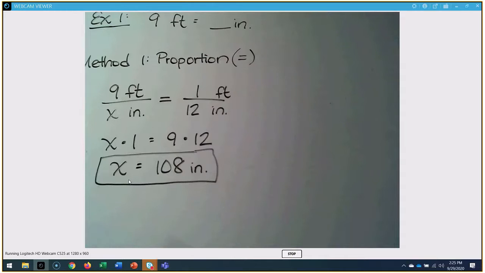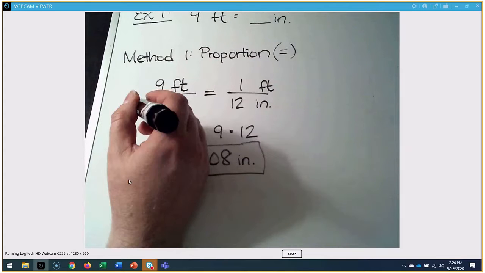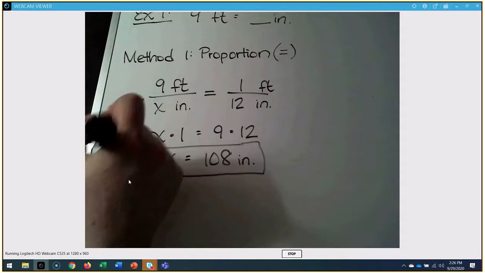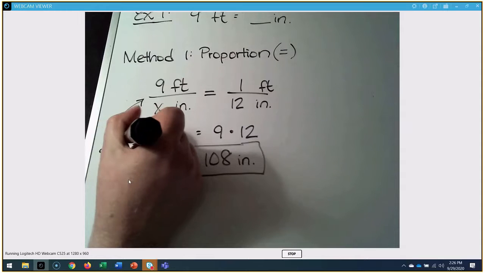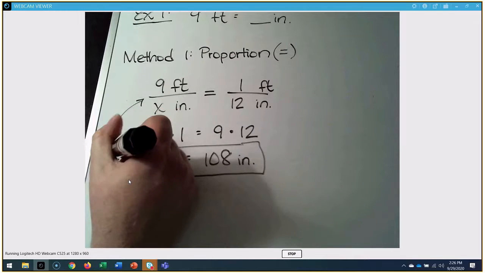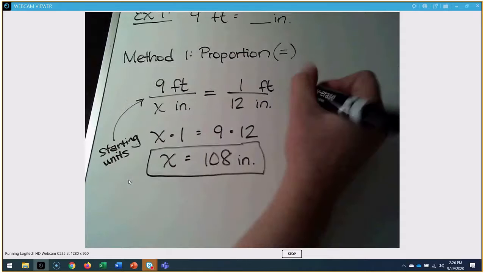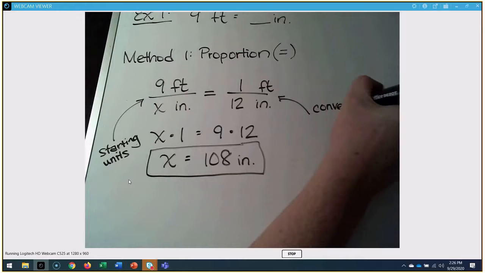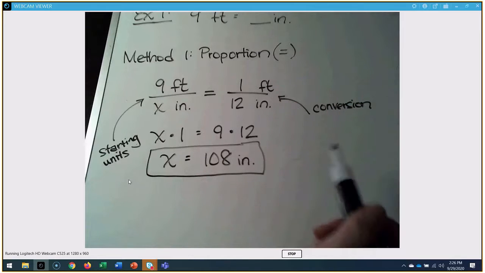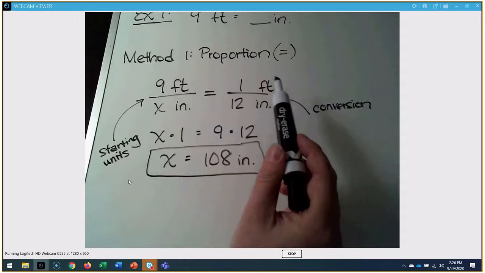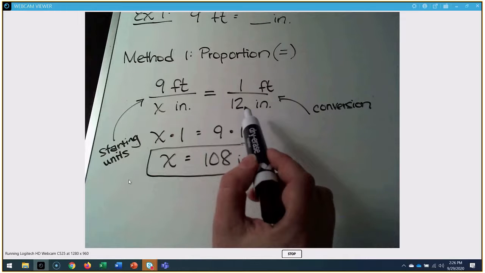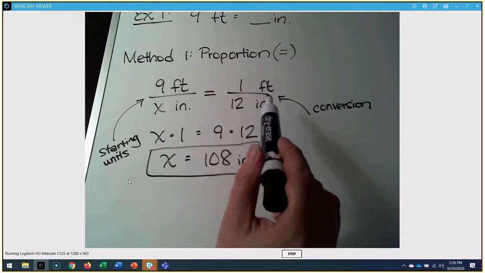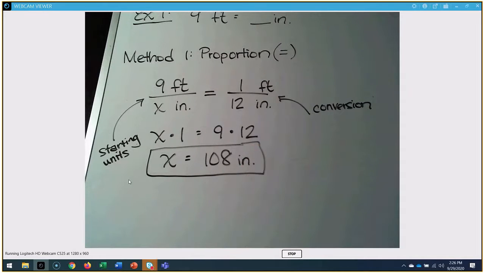Okay, so let me just wrap this up again. This is my way of doing it, by the way. I take the starting units and set them equal to the conversion units. Again, if you don't know that there are 12 inches in a foot, it's on the paper that I'm going to post to Blackboard. This is something you should know by now, but if you didn't, that's okay. Any questions before I go through method 2?